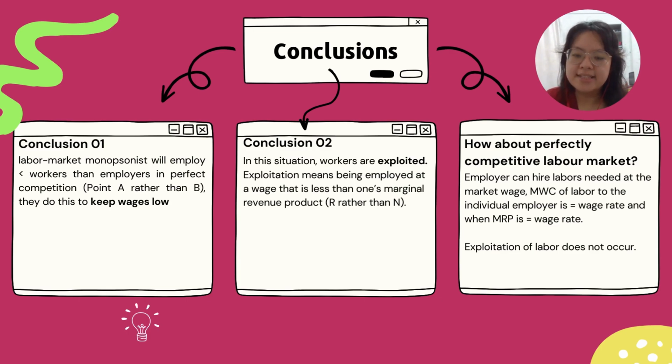You might be asking, how about a perfectly competitive labor market? In a perfectly competitive labor market, employers can hire the laborers needed at the market wage. MWC of labor to the individual employer is equal to the wage rate, and MRP is equal to the wage rate. Exploitation of labor does not occur in a perfectly competitive labor market.